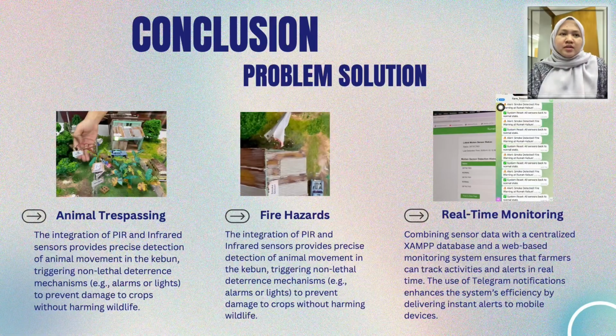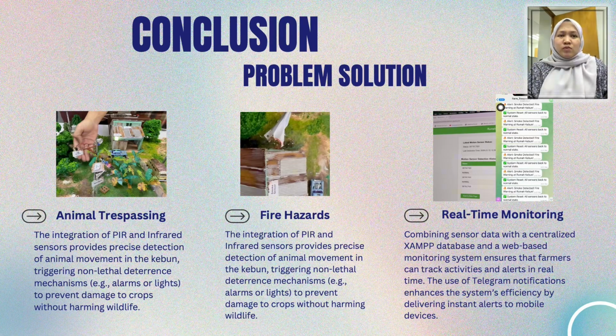Let me start by summarizing the problem statement that led to the development of our project. So if you can see, we have 3 problems. Problem 1 is animal trespassing. In farms, animal trespassing is a common issue that damages crops and leads to significant financial loss. So farms need a solution that can detect and deter animals without harming them.